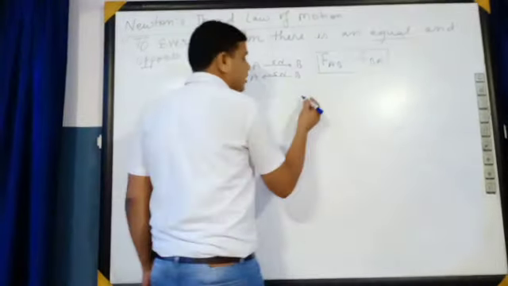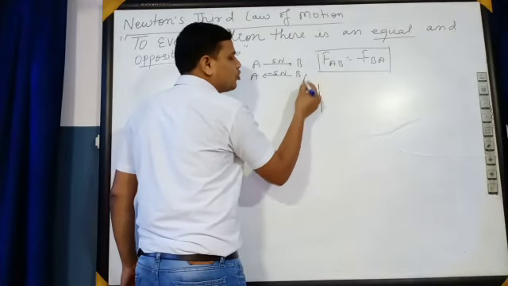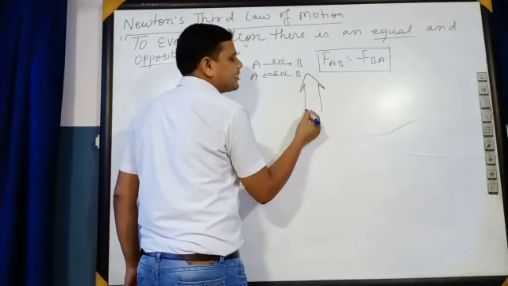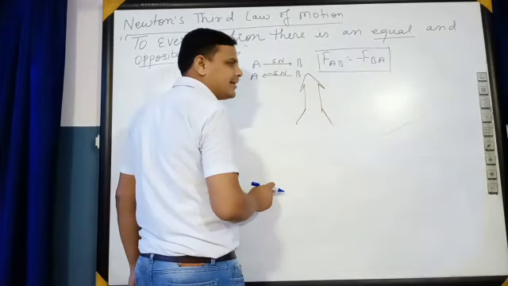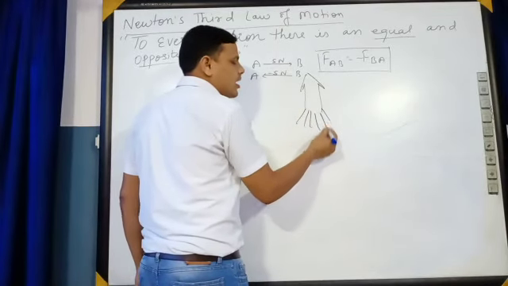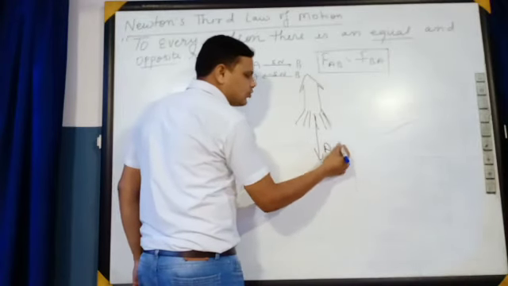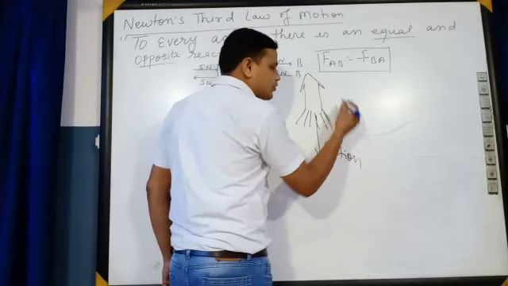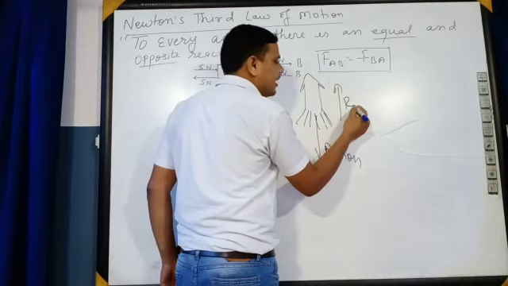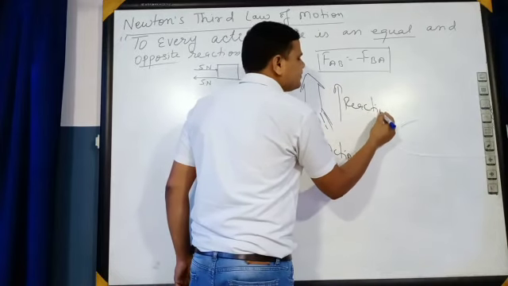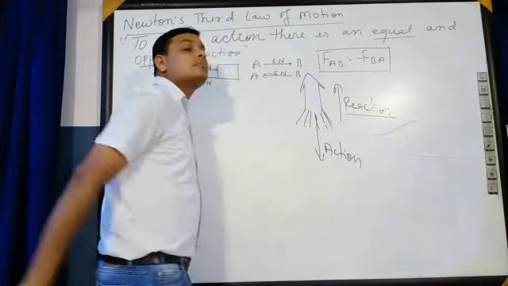A rocket goes in the upward direction. How does a rocket go in the upward direction? A rocket goes upward because when they burn the fuel, the action is in the downward direction, so the reaction will be in the upward direction.